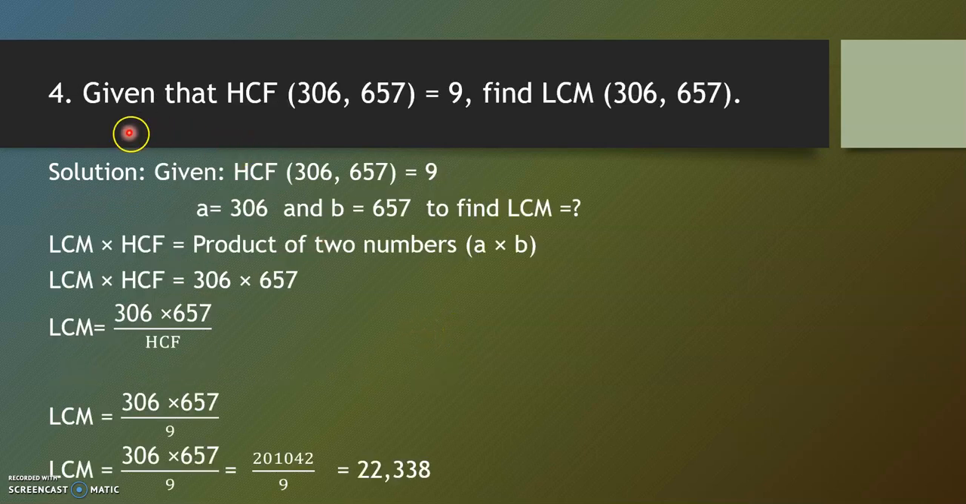Now in question number 4 you are given the HCF of 306 and 657. So the two numbers are 306 and 657 and HCF is equal to 9, so you have to find out the LCM. So we can use the formula HCF into LCM is equal to the product of two numbers. So let's write the given values. HCF of 306 and 657 is equal to 9, where A is equal to the first number 306 and the second number is 657. So you have to find out the LCM.